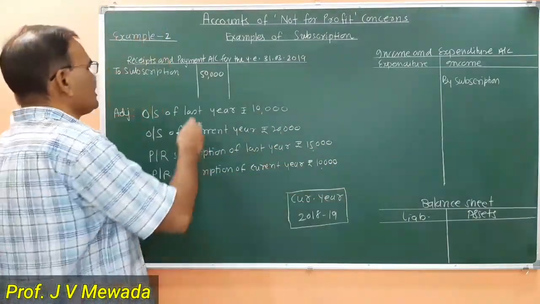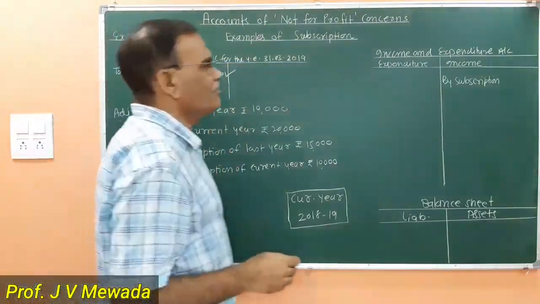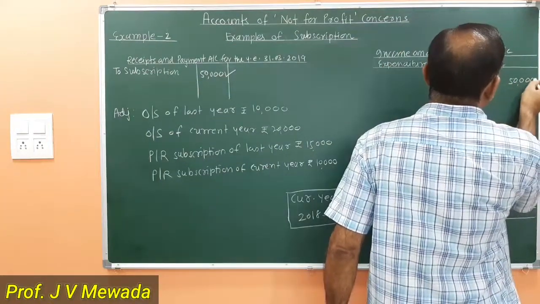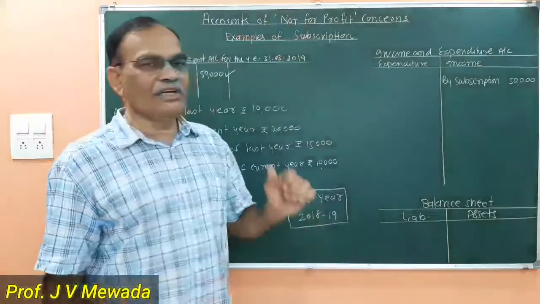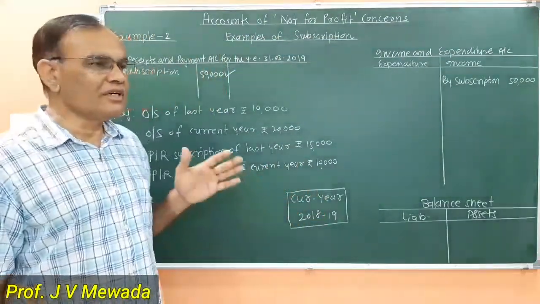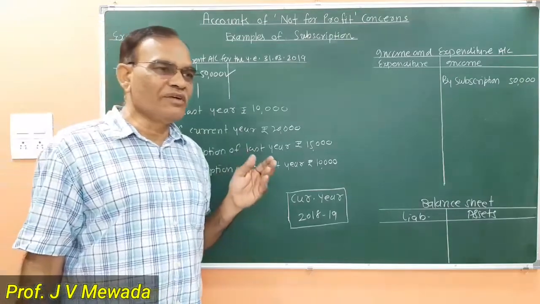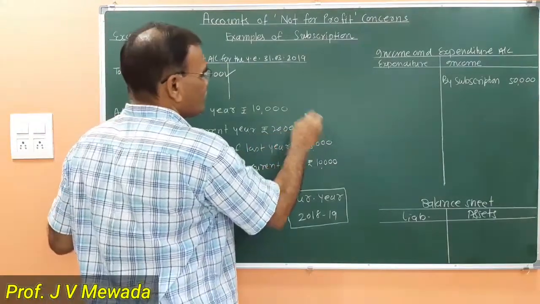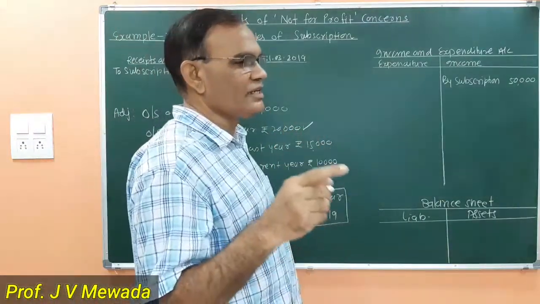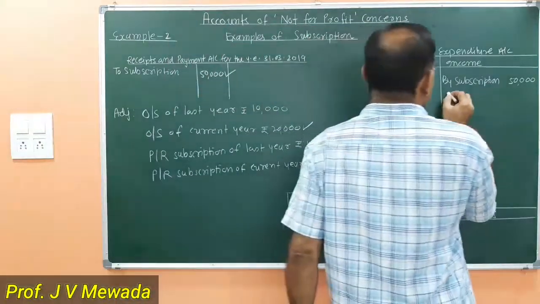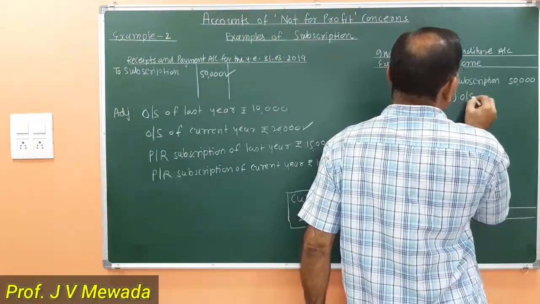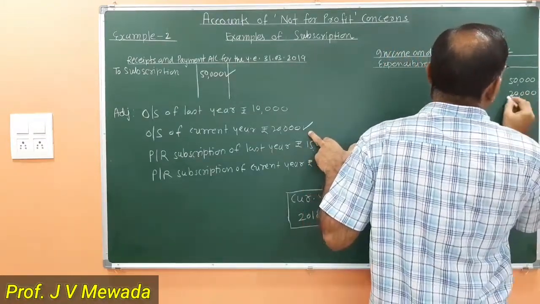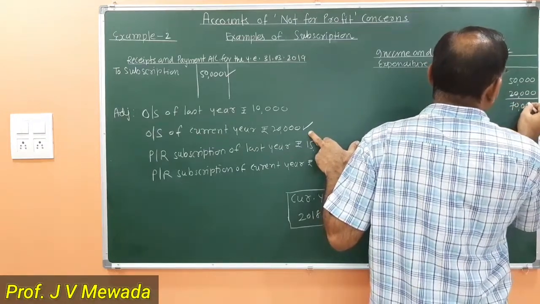Okay. So first we will take up this 50,000. Where are we going to write? We are going to write on the income side by subscription 50,000 rupees. Then, as I told you in that formula, first current year's items we will take up. So we will start with the outstanding of the current year, 20,000. And what is our formula? Plus minus minus plus. So outstanding of current year, again we are going to add. So add outstanding of current year ₹20,000. So the new total is 70,000.